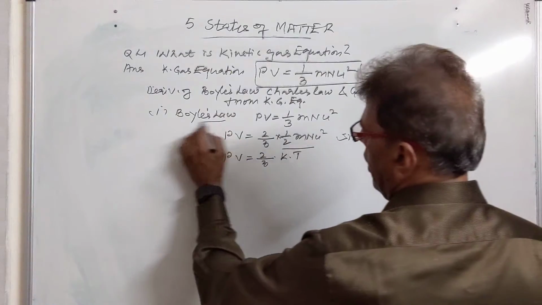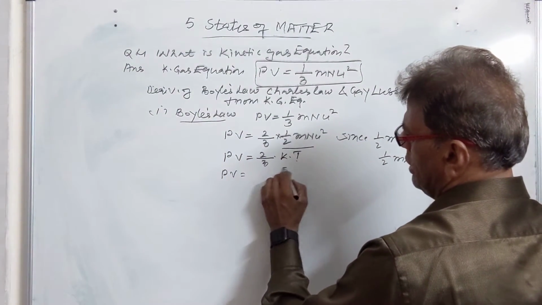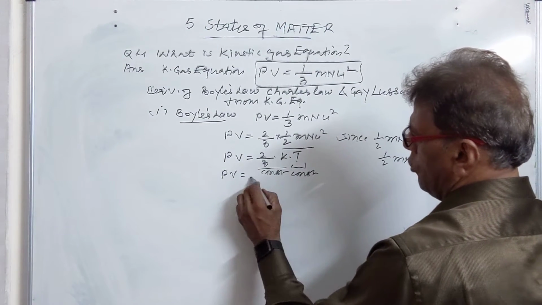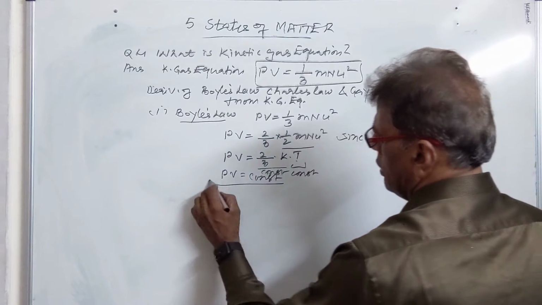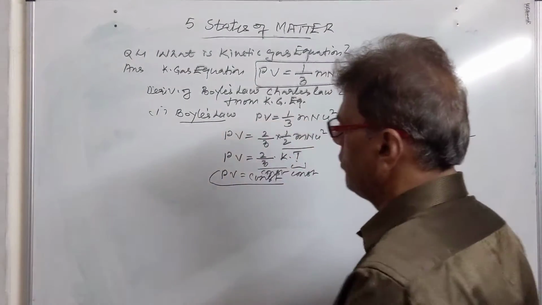Now in Boyle's law, temperature is kept constant. So the product of pressure and volume is a constant factor. Temperature is also kept constant in Boyle's law, so PV will be constant. This is our Boyle's law. So this proves Boyle's law from the kinetic gas equation.